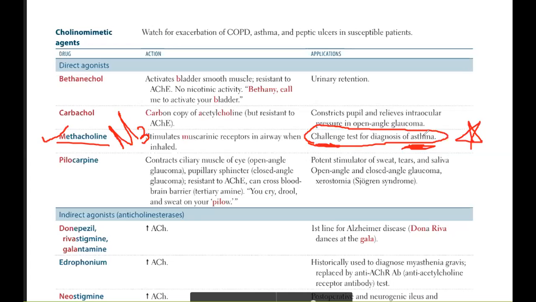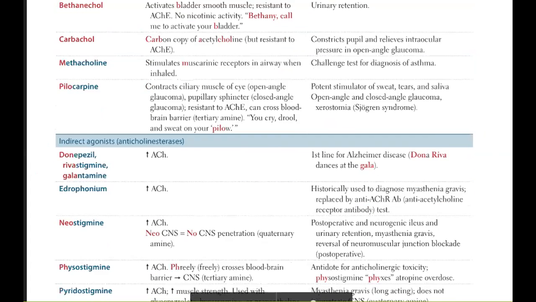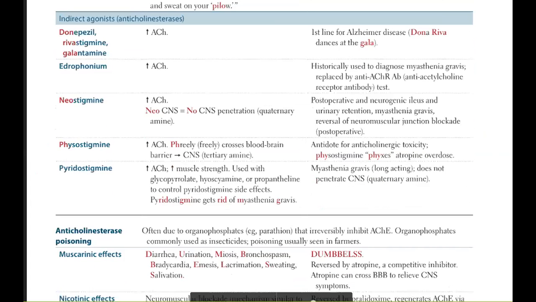So for tomorrow, we will start our lecture from pilocarpine, and then we will move to the indirect agonists, the acetylcholinesterase inhibitors, that block this enzyme and then work by increasing acetylcholine. So we will be studying these four drugs along with pilocarpine tomorrow.